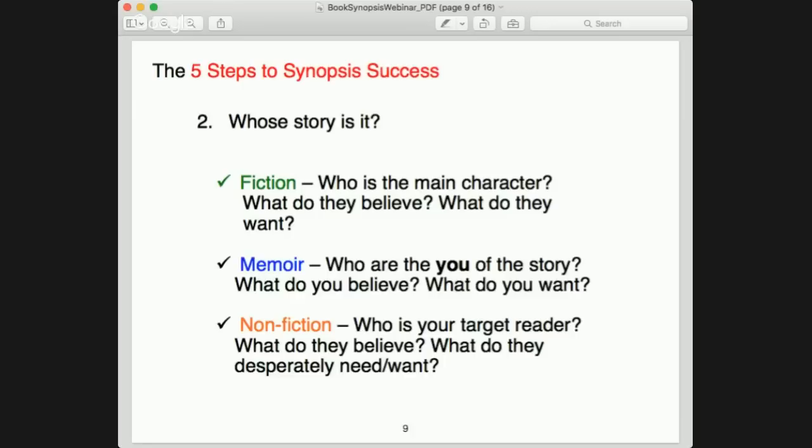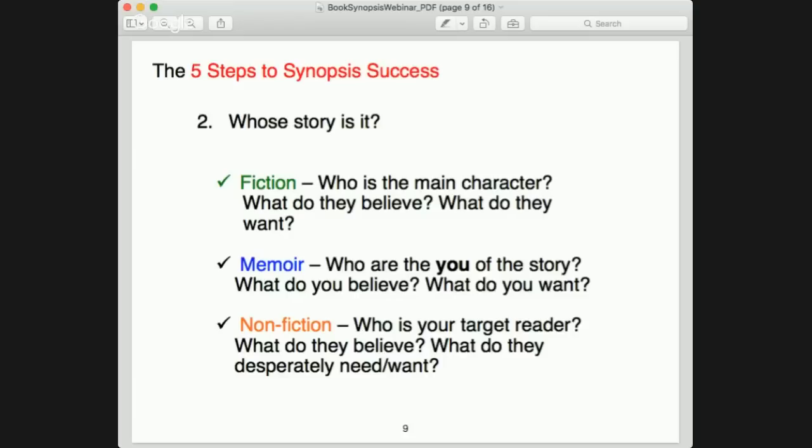Whose story is it? So in fiction, we want to know who is the main character, and we don't really care about anything other than what do they believe about this world and themselves in it, and what do they want. That's all we really need to know. So the fact that somebody has 5 sisters and red hair and likes chocolate cake, that doesn't matter. We only need to know here what really matters in terms of why are we paying attention to this person in this story?